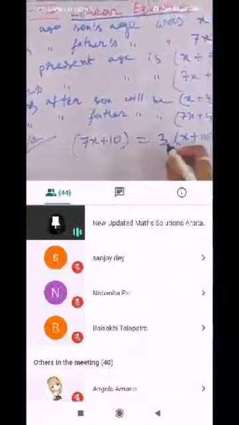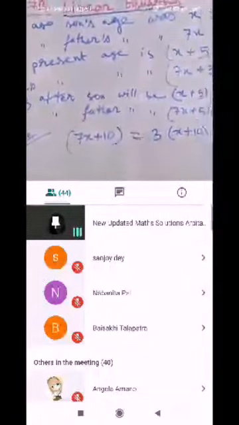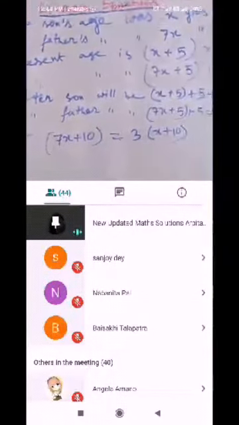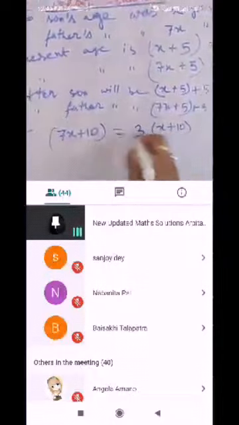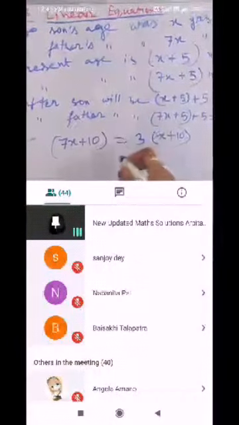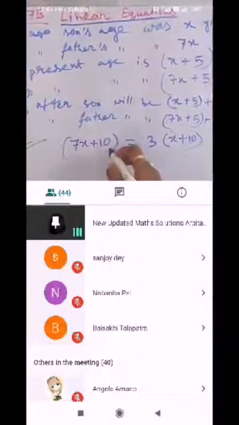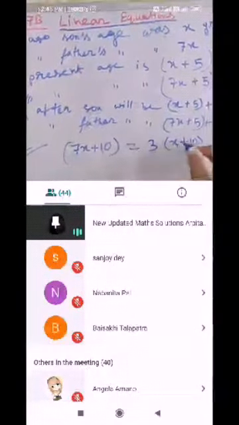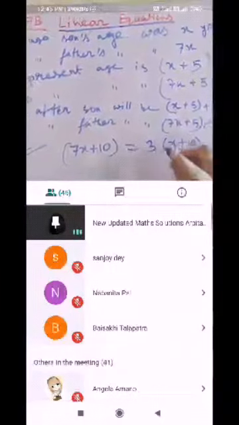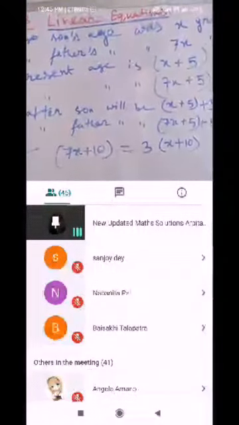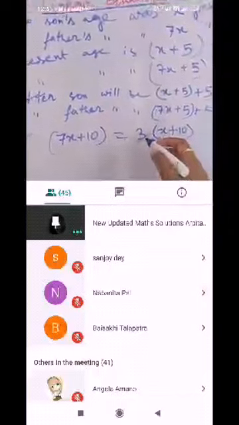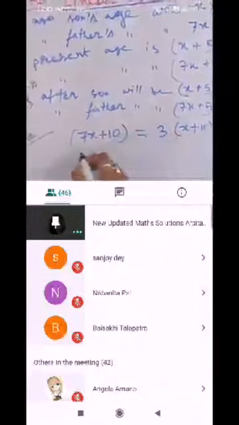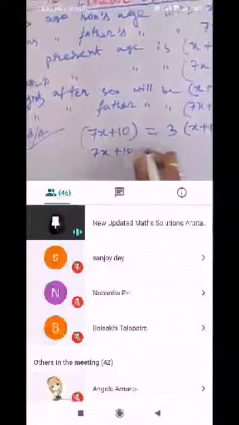That's why whatever multiple is given, 3 times or 5 times, will be multiplied with the younger one. Then the ages will be equal. I repeat once: whoever is older will be on the left-hand side, and the younger one will be multiplied by the number mentioned, 3 times or 5 times. Then we get the condition, and the ages will be equal. So we have to remove the bracket.